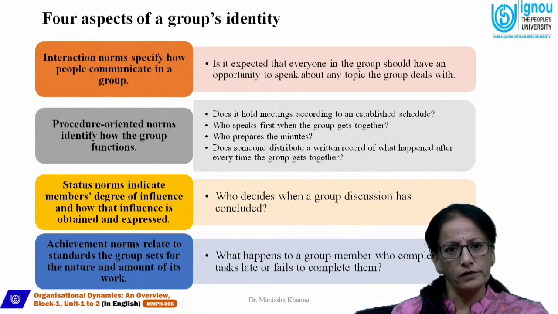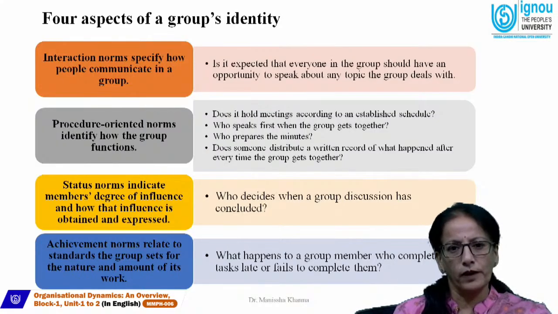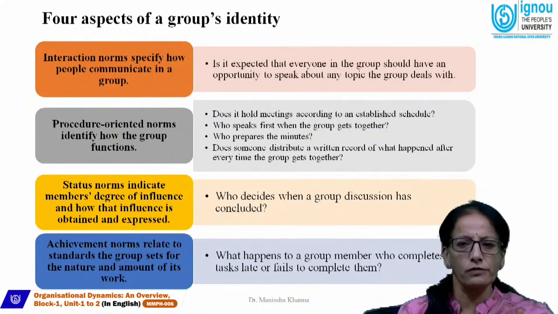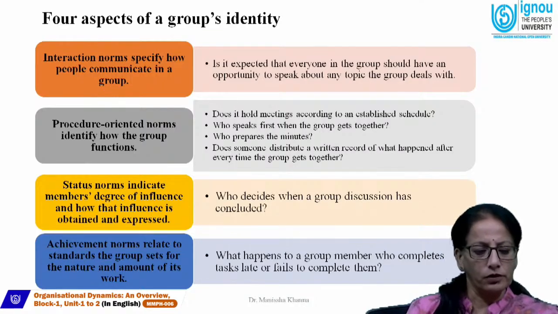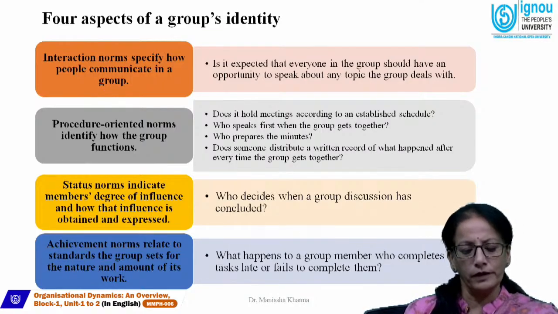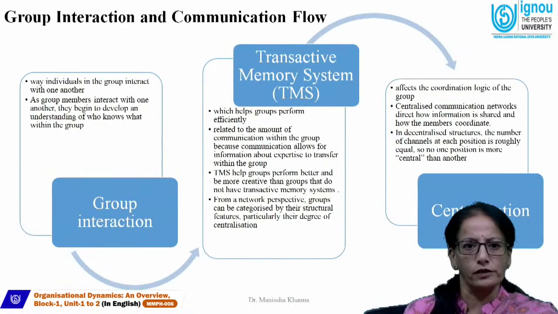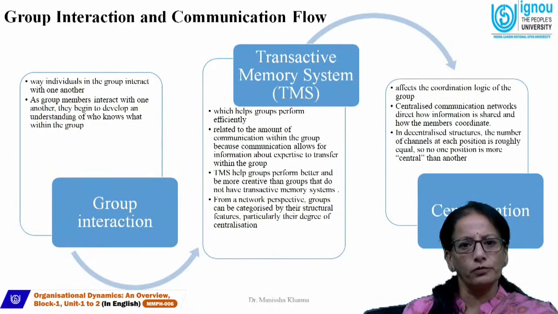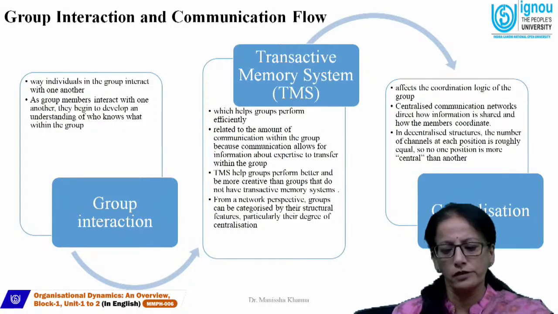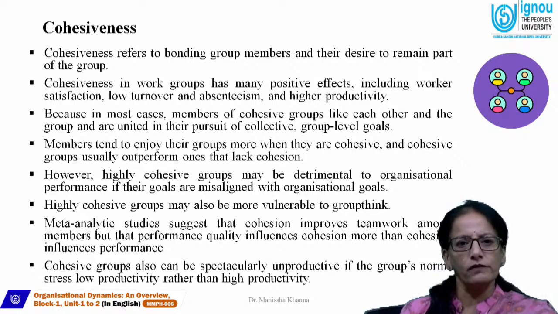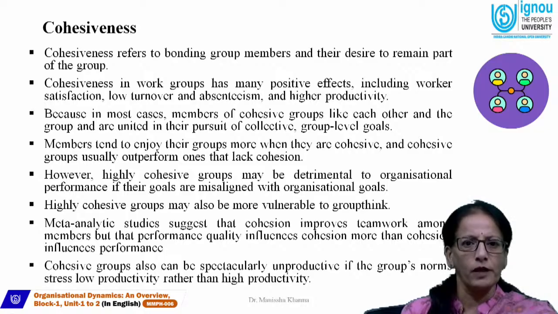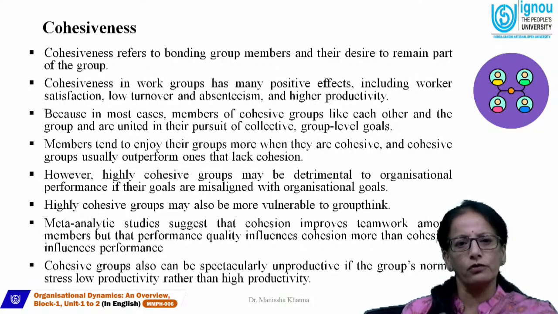There are four aspects of group identity, listed as interaction norms, which specify who communicates in a group, then status norms, and finally what happens to the group. So group interaction is all about interaction, TMS, that is the transactive memory system, and centralization. Cohesiveness refers to the bonding of the group members, the desire to remain part of the group, and how the group remains highly cohesive within the team members.